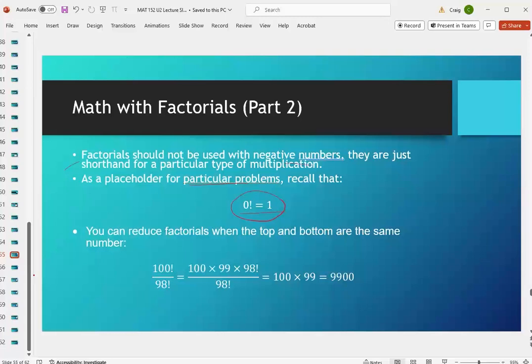Okay. You can reduce factorials when the top and the bottom are the same number. So 100 factorial over 98 factorial. If we were to write 100 factorial out, that's 100 times 99 times 98 times 97 all the way down. But since we're dividing by 98 factorial, which is 98 times 97 times 96 times 95 all the way down, these two parts are the same, and so we can cancel those out.